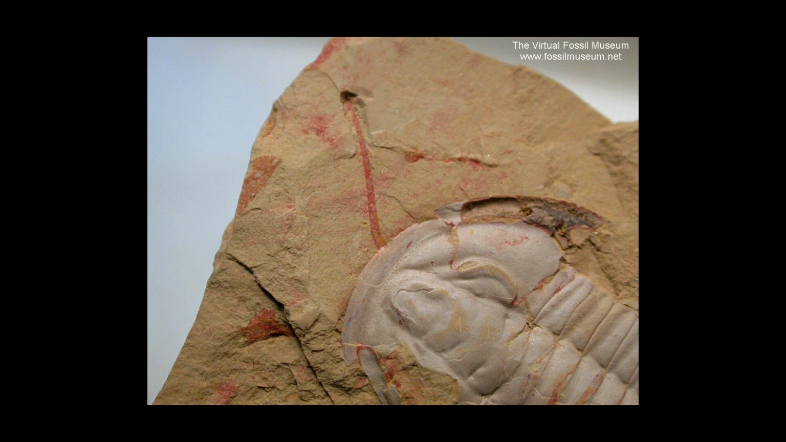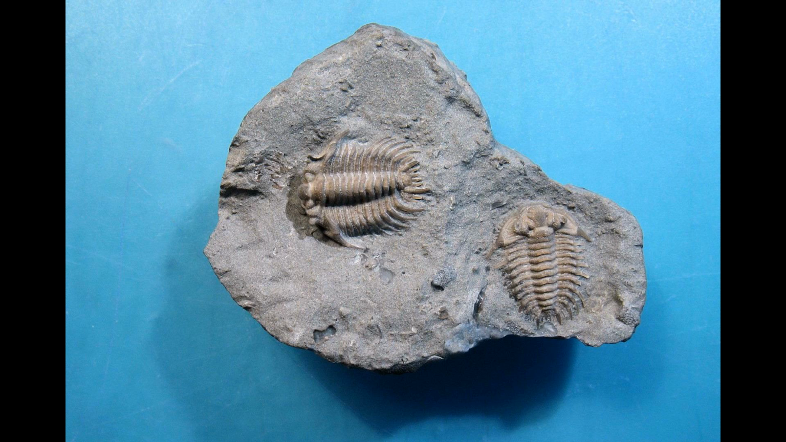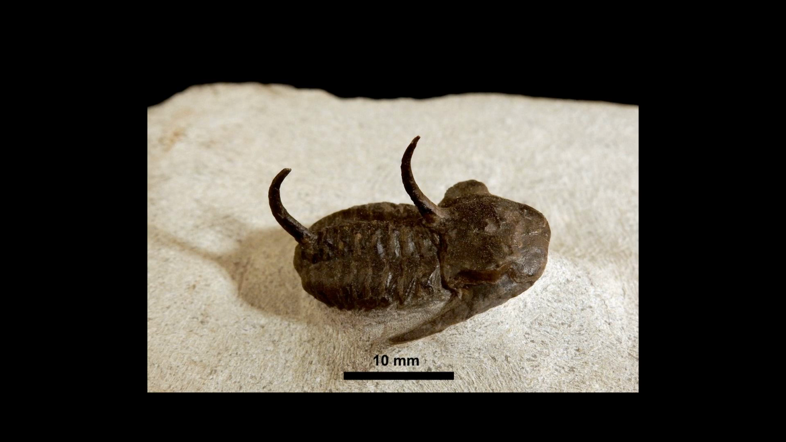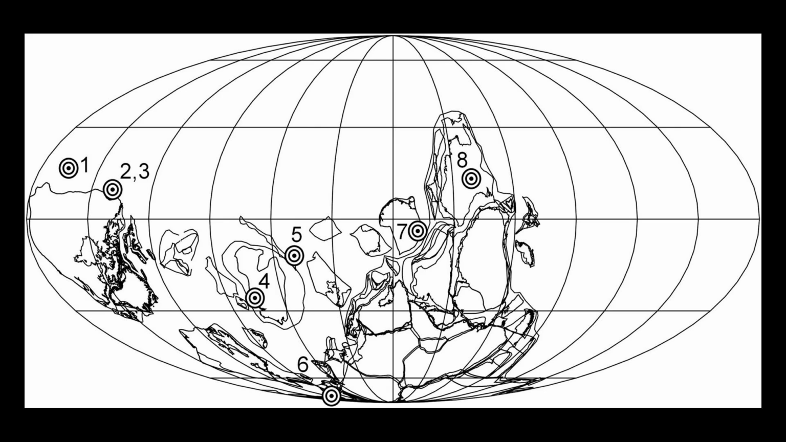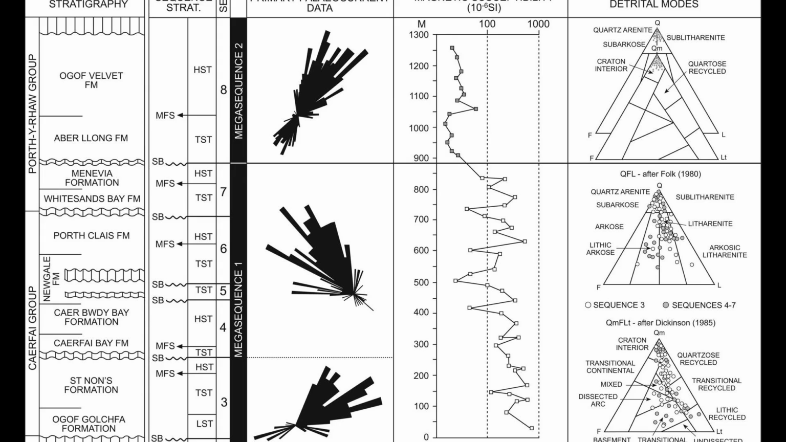Sutures absent. The thorax has up to 21 segments, the third segment terminating in a long spine that extends back to the 14th segment. The tail shield, or pygidium, is very small, about the same length as the two most backward thorax segments combined.